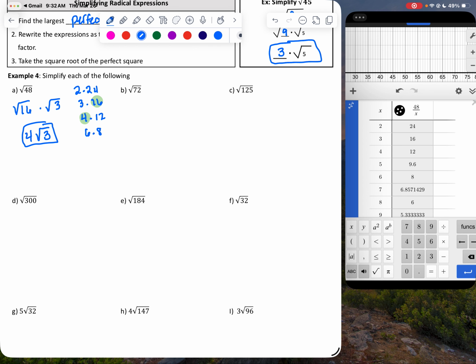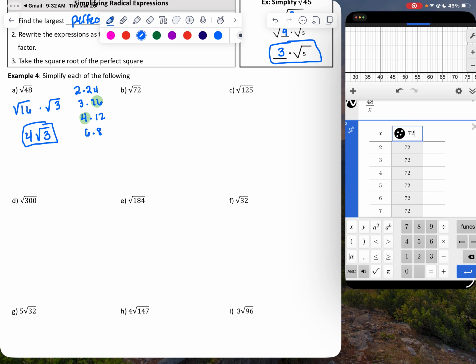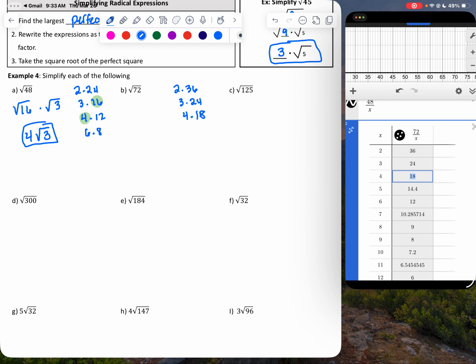All right, next problem. We have square root of 72. So this time our radicand is 72. So I'm going to change this to 72 divided by x. All right, now I'll write down my factors of 72. 2 times 36. 3 times 24. 4 times 18. Let's see. 6 times 12.